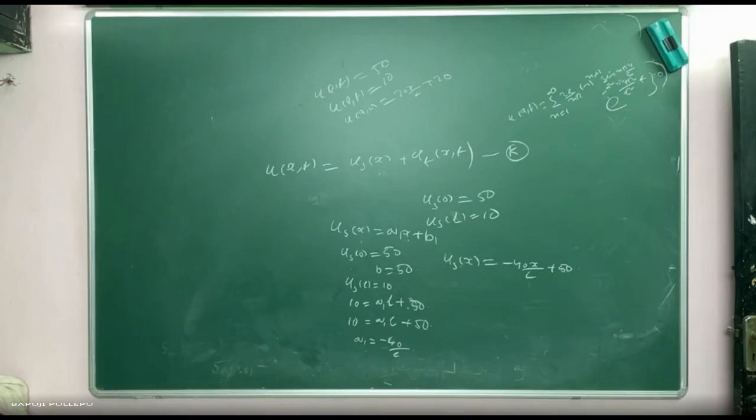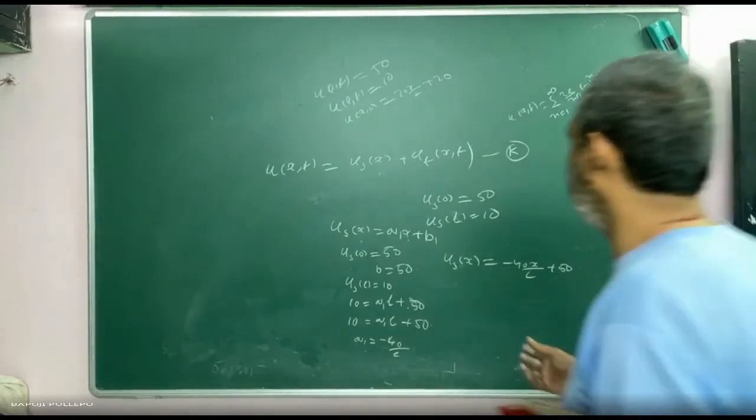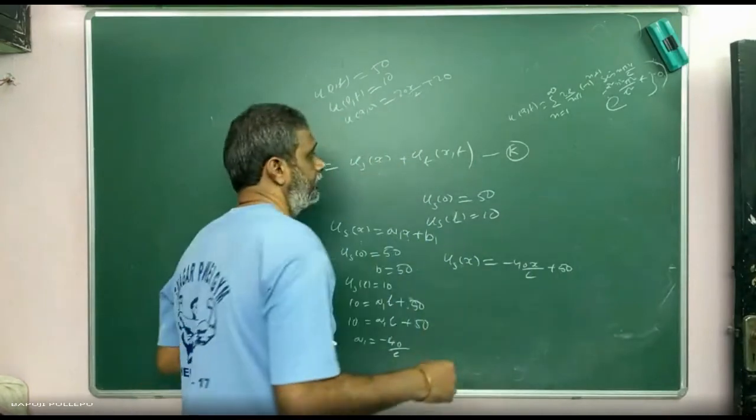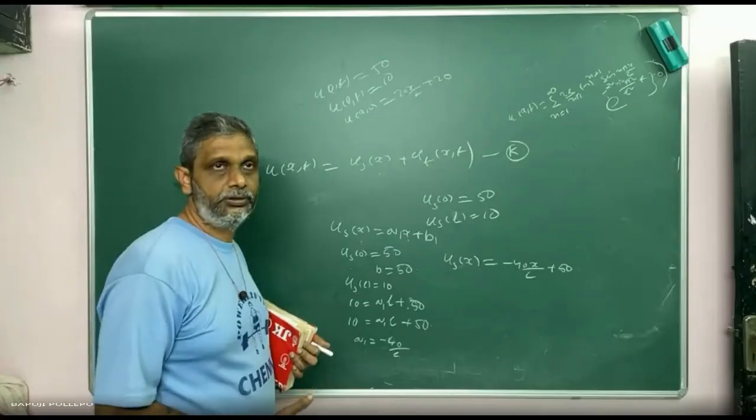For the unsteady state I can write Ut of x comma t is equal to u of x comma t minus Us of x. Do you agree? Yes, sir. Okay. Up to here clear? This is only a typical problem, with typical steps actually. Can I move on now? Yes, sir.